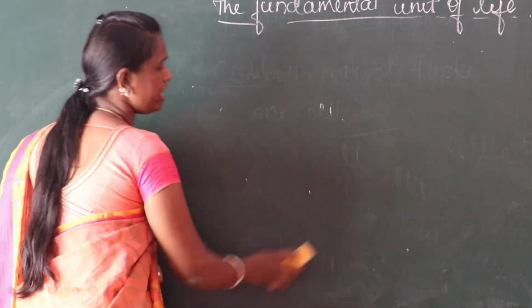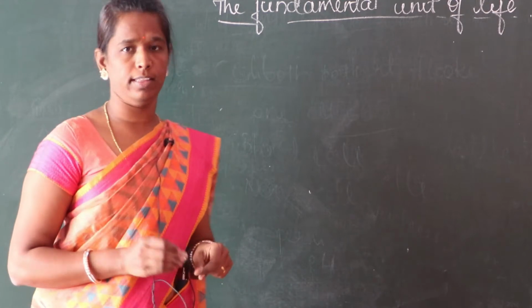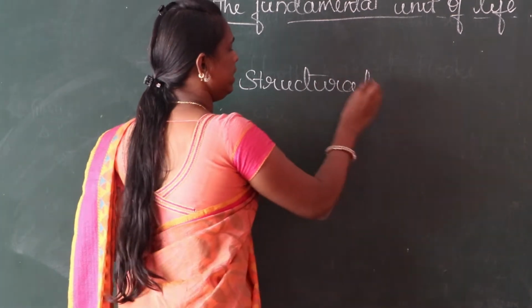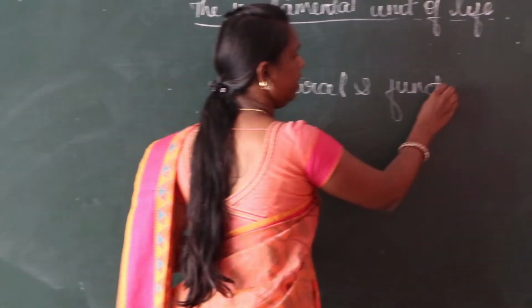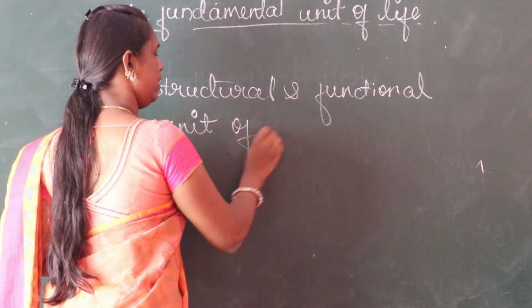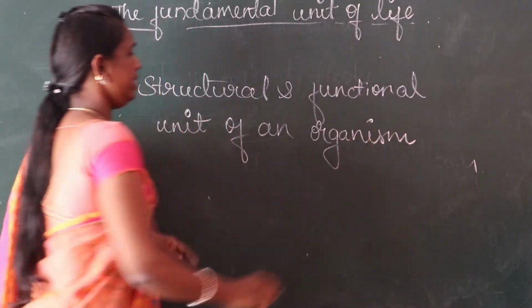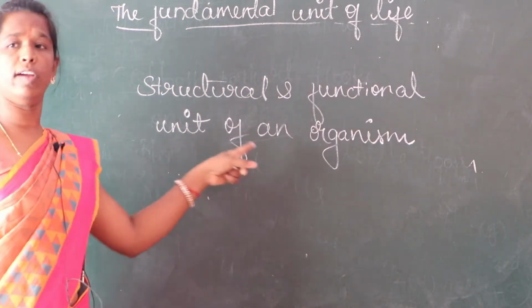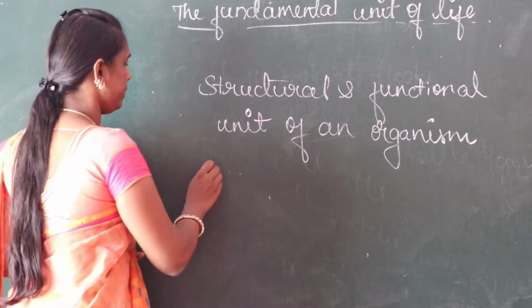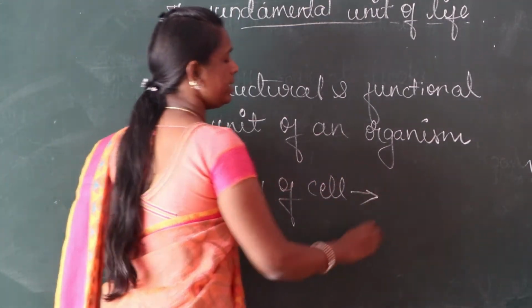Let us discuss the definition of cell. A cell is a structural and functional unit of an organism. The study of cells is called cytology.